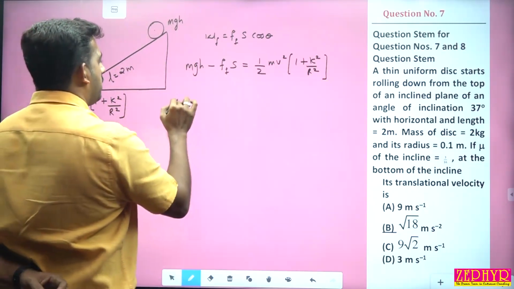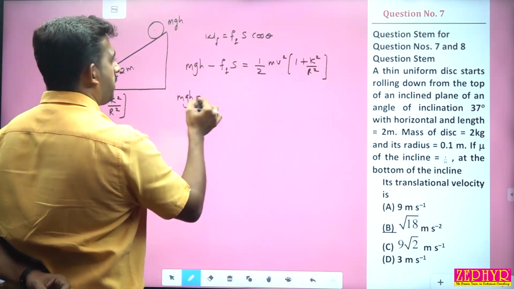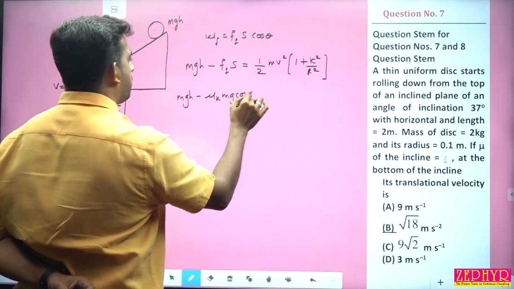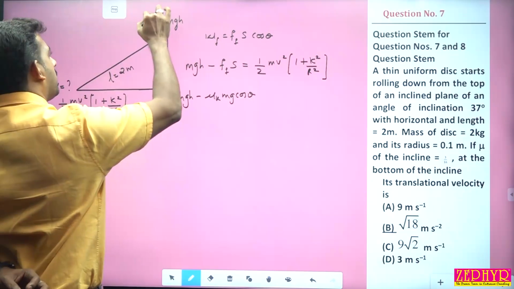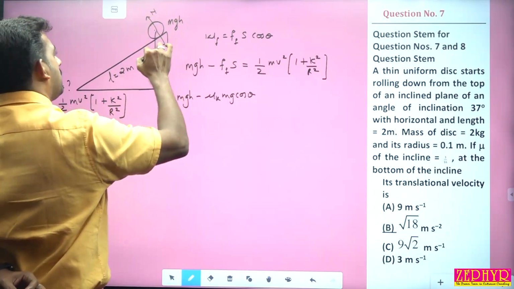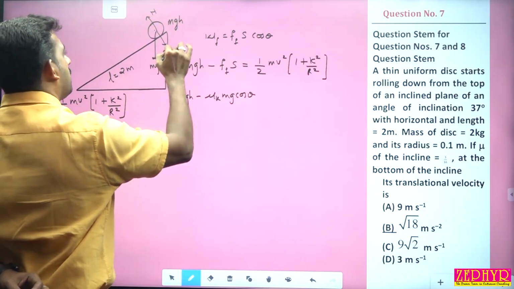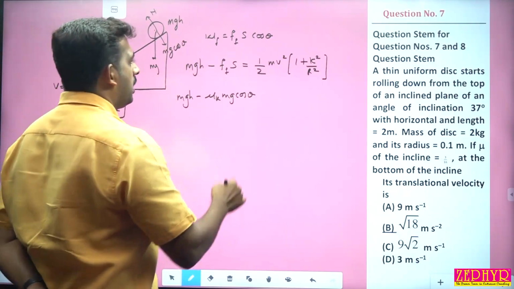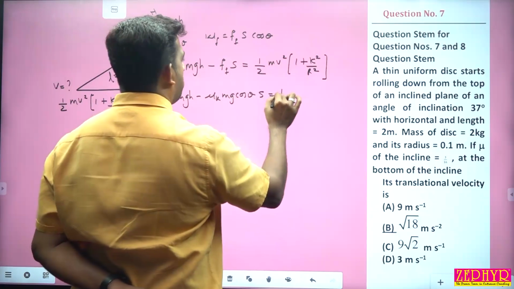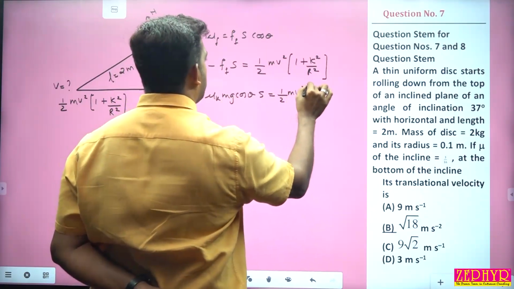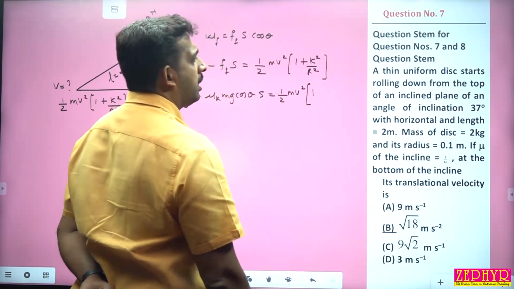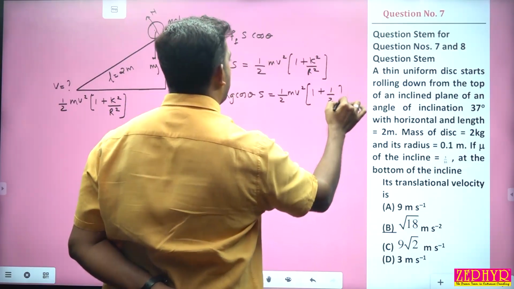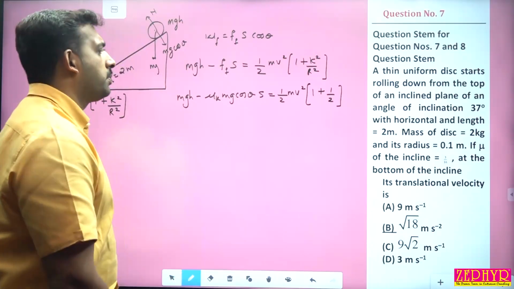So mgh minus mu k into mg cos theta. You know why it is? Because mu k into normal reaction N, and normal reaction is equal to mg cos theta. So mu k mg cos theta into displacement is equal to 1 by 2 mv square into (1 plus k square by r square). For a cylinder, a uniform disk, k square by r square is equal to 1 by 2, right? Mk square is equal to mr square by 2, so it is 1 by 2.